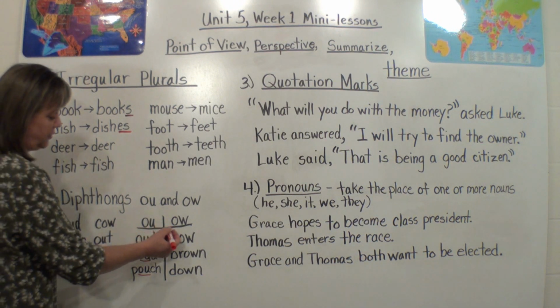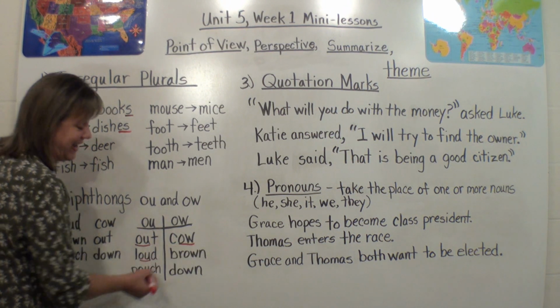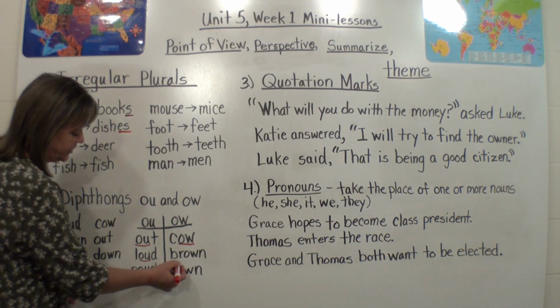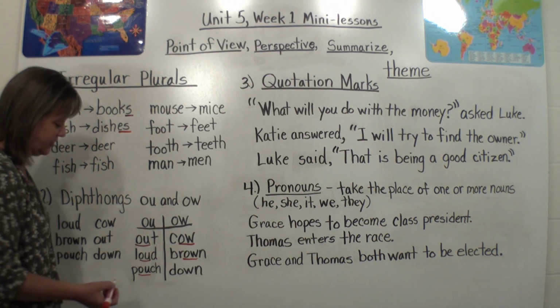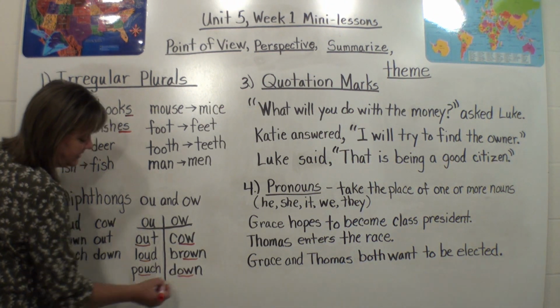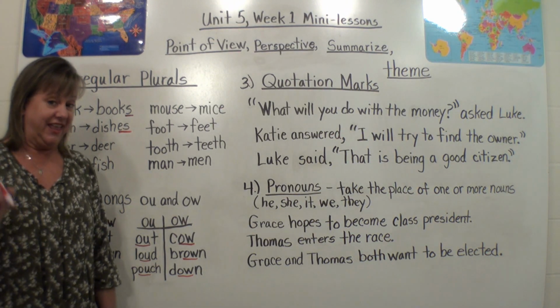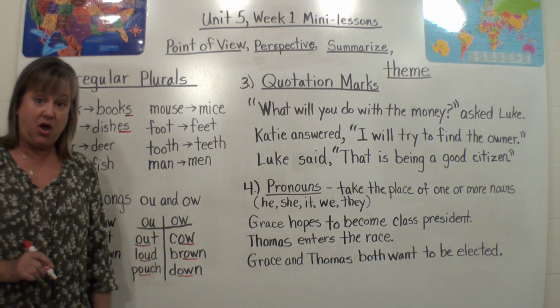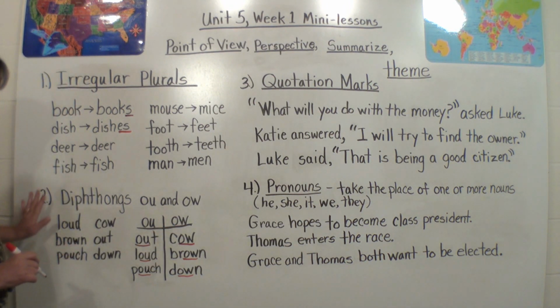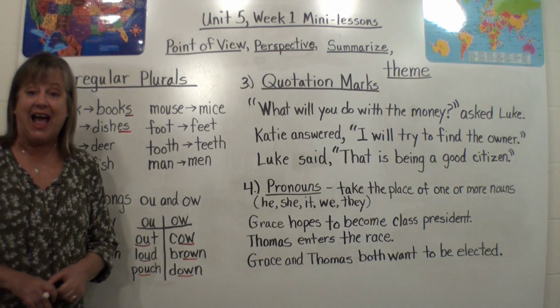Now let's look at OW. OW also says ow. Here is OW in cow in the final position. Here's OW in brown in the medial position. And here's OW in down in the medial position. So if you hear ow at the end of a word, we're going to pick the OW, not the OU. So these are our diphthongs, and you're going to be working with those this week. OU and OW both say ow.